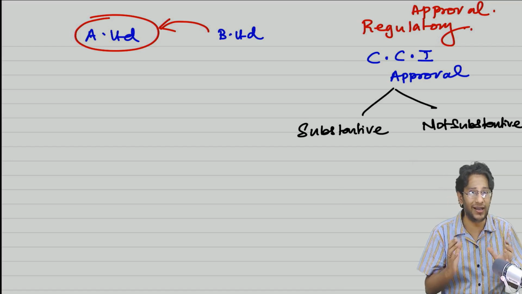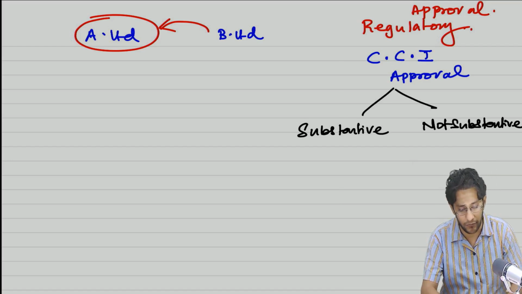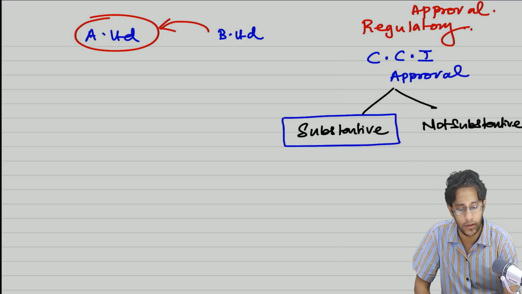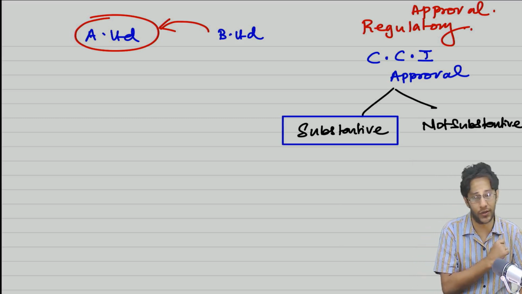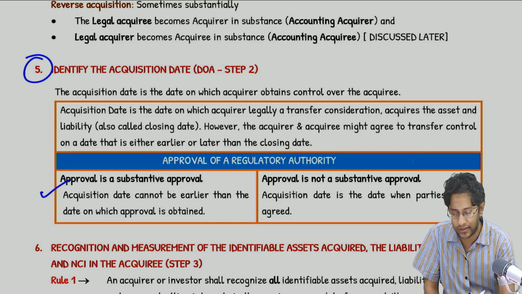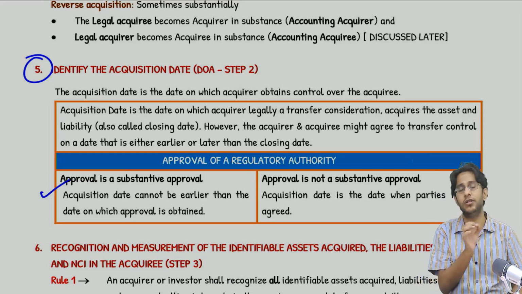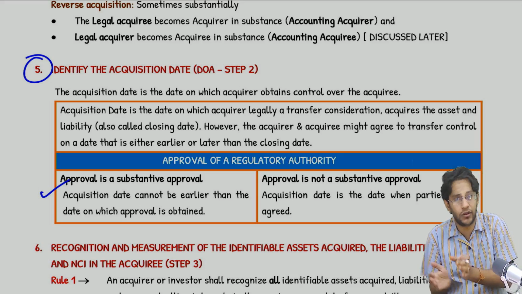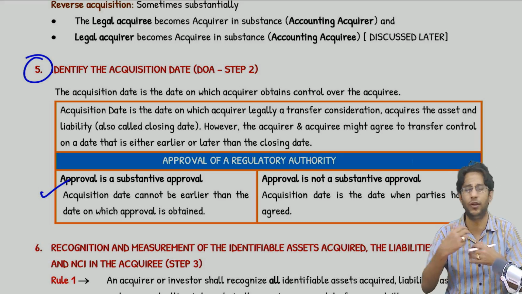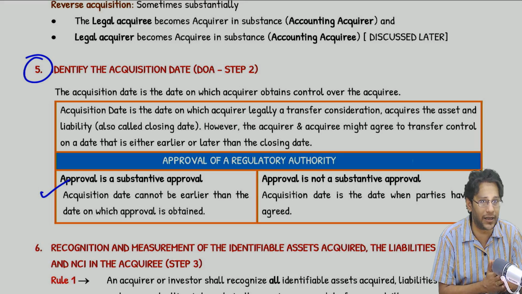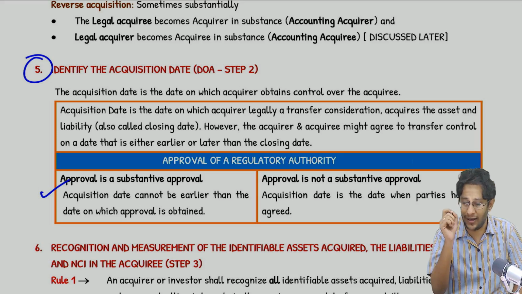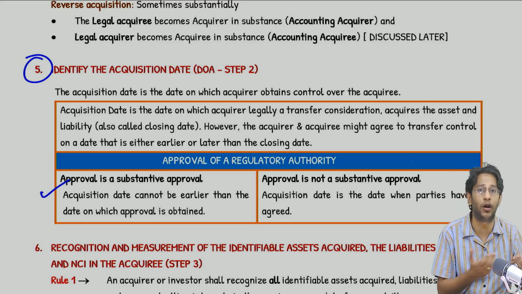If it is an important, critical approval, without which you cannot proceed further, those are called substantive approvals. So whenever a regulator approval is required, all you have to check is whether it is a substantive approval or not. If it is a substantive approval, then your acquisition date cannot be a date before the date of such approval. You have agreed the PC and all, you have agreed on when to transfer the assets and liabilities, valuations are done, fine. But the Competition Commission approval has not come. Until that date comes, your acquisition date cannot be identified.